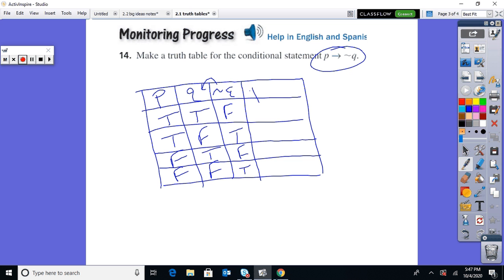Now I can go straight to my answer because I have everything I need to go from P to not Q. So this over here to this. Ooh, bad. True to a false. That gives me a false. True to a true is a true. False to a false is a true. False to a true is a true. So false, true, true, true would be the truth table for P arrow not Q.